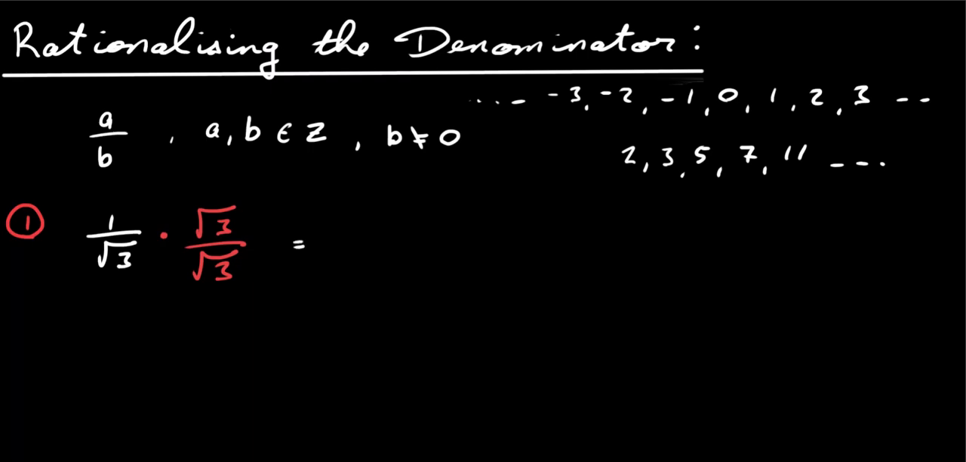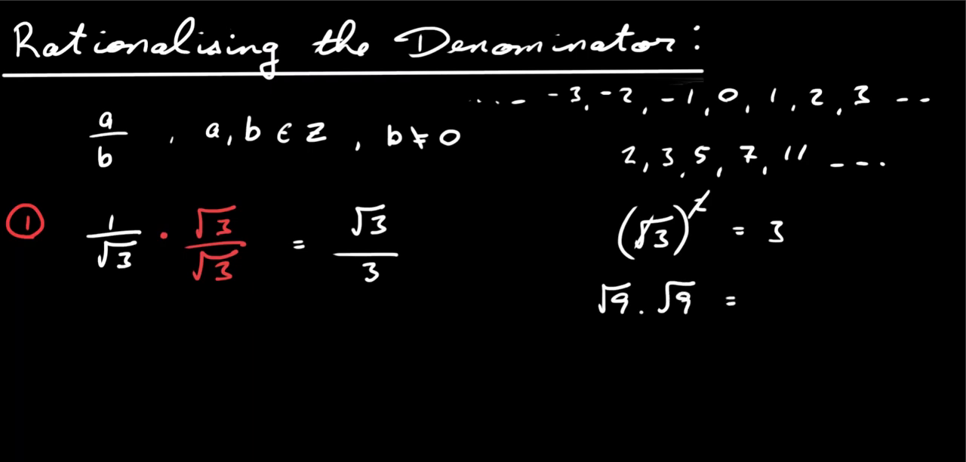Well, to multiply fractions, you multiply the top by the top and the bottom by the bottom. So if we multiply 1 by the square root of 3, we get the square root of 3. If we multiply the square root of 3 by the square root of 3, we will get 3. In other words, the square root of 3 multiplied by itself is just the square root of 3 squared. So this square will, if you like, cancel out that square root symbol and we just end up with 3. Or if you think about it, the square root of 9 is just 3. Multiply that by the square root of 9, which is 3, and we just get 9. So the square root of 9 times square root of 9 is just 9.